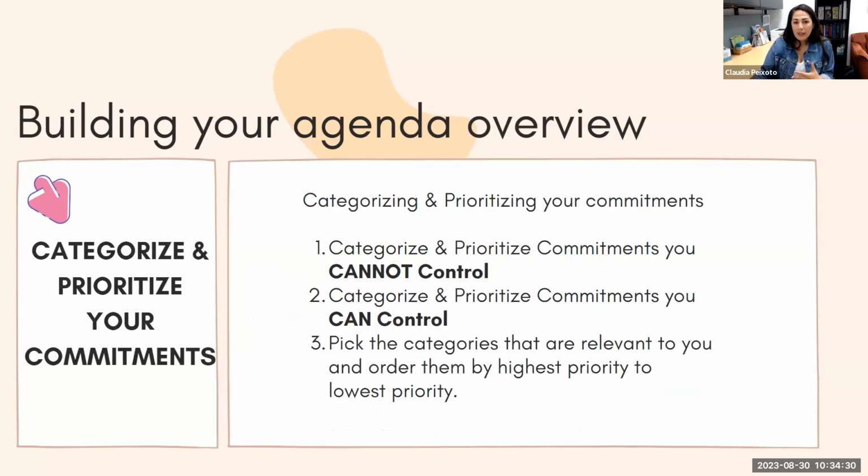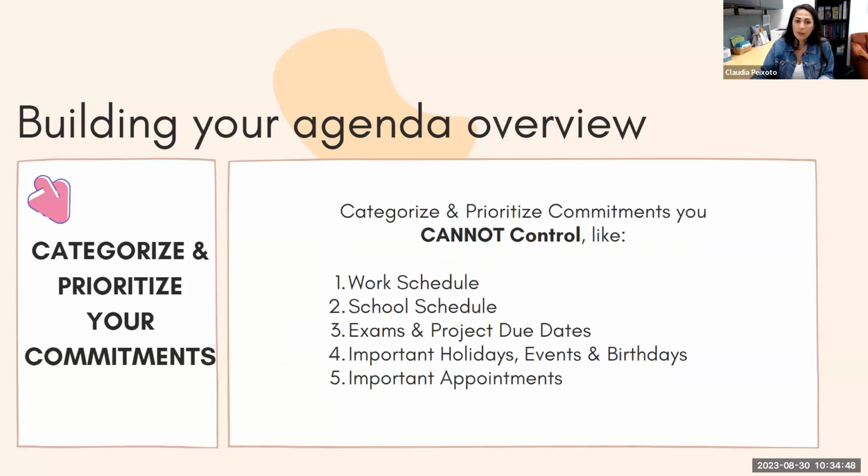When we're looking at categorizing our commitments, you first want to look at the things you can't control and then look at the things you can control. And then those categories can be what's most relevant to you. And then you just prioritize them for what's most important or has highest priority and then what's lowest priority.